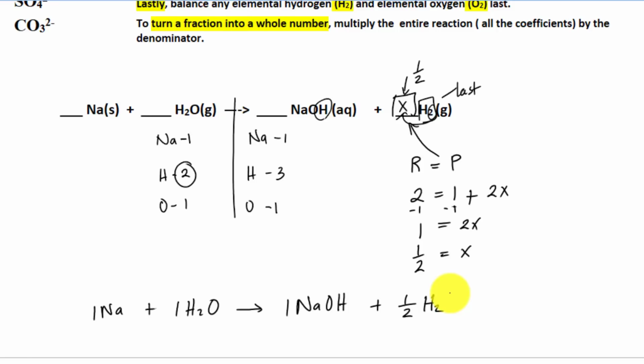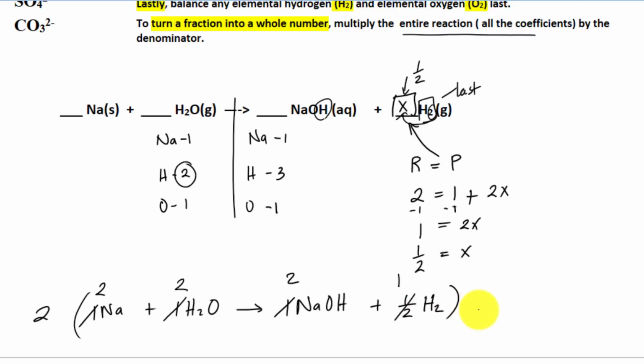But when you go to college, your professor wants you to put in the whole number. And how to get rid of this fraction is to multiply all the coefficients, or the entire reaction, by the denominator, which is that 2 right there. So this will turn into a 2, this will turn into a 2, this will turn into 2, because 2 times 1 right here, they all equal 2. And 2 times 1/2 gives us 1. So our answer is 2Na plus 2H2O produce 2NaOH plus 1H2.